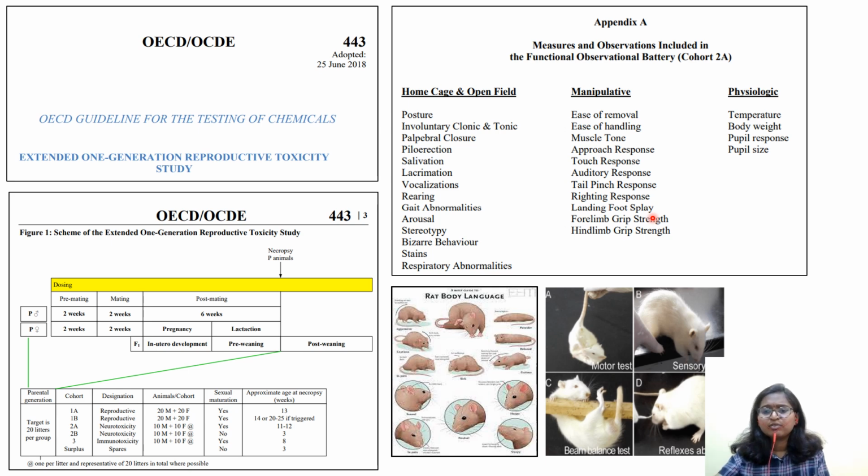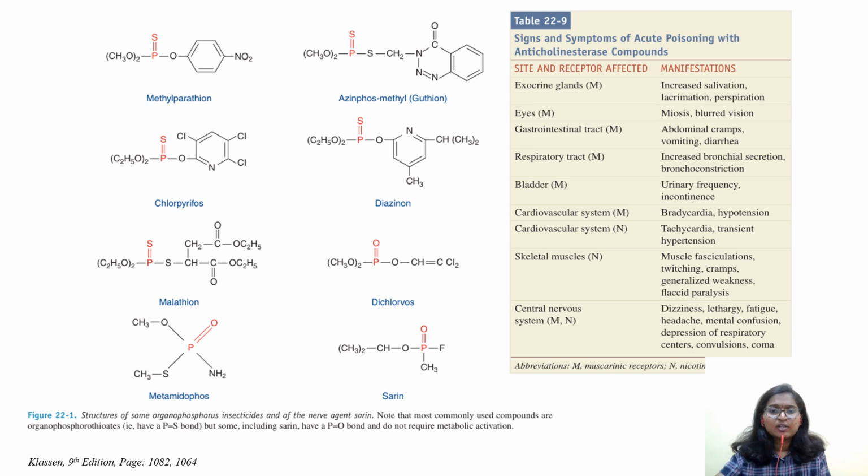And it will be checked on a plain paper. Four limb grip strength, again a separate instrument will be there where you will be checking four limb, whereas hind limb grip strength will be there. Coming to physiologic, we will be checking temperature, body weight, pupil response, and pupil size. Okay, so let's see the next one.